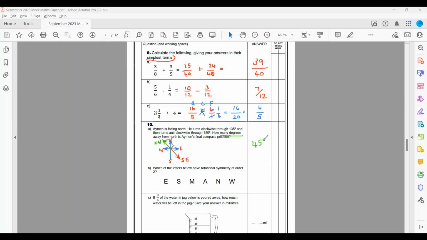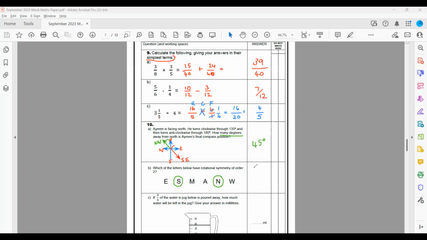Looking at part B, we've been asked which of the letters below have rotational symmetry order 2. For this one, I've put two possible scenarios on the mark scheme because technically, S has rotational symmetry order 2, but looking at the format of this S, you could argue the top is slightly smaller than the bottom, in which case it would only have rotational symmetry order 1, but N will definitely have rotational symmetry order 2.